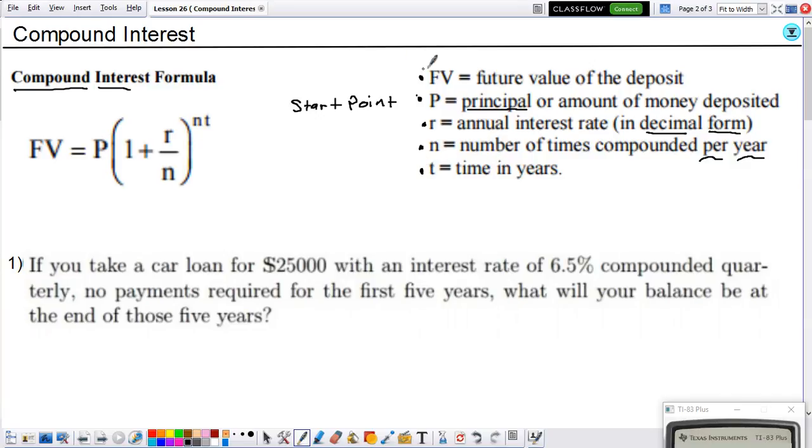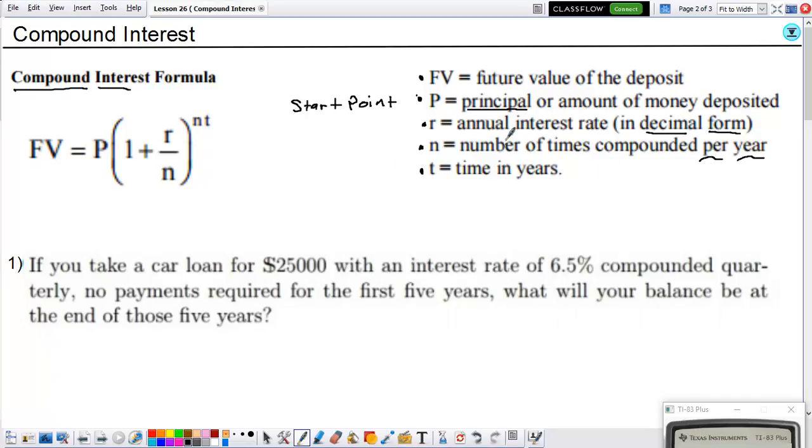So F is the future value. P is the money that you start with, or the principal. R is the rate, which should always be given in decimal form. n is the number of times compounded per year, the number of times that an event happens per year. And t is the amount of time in years.